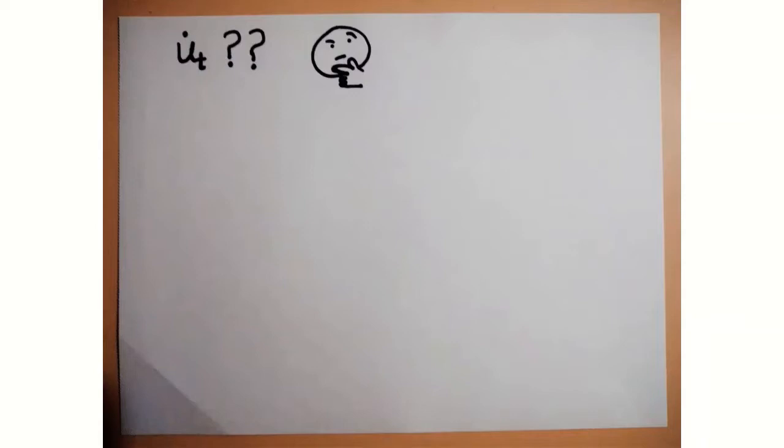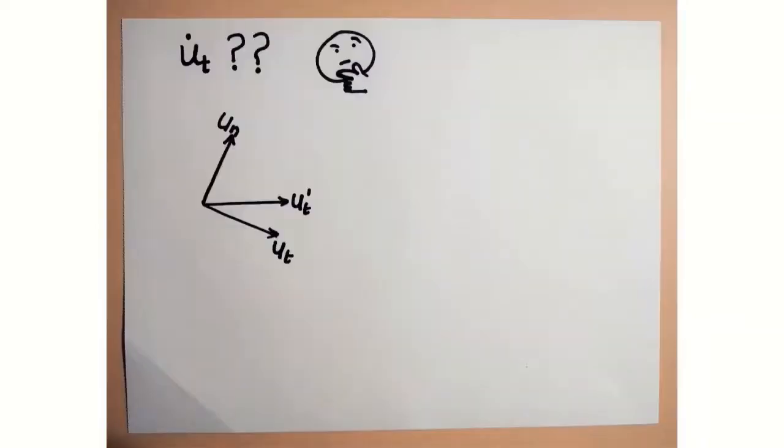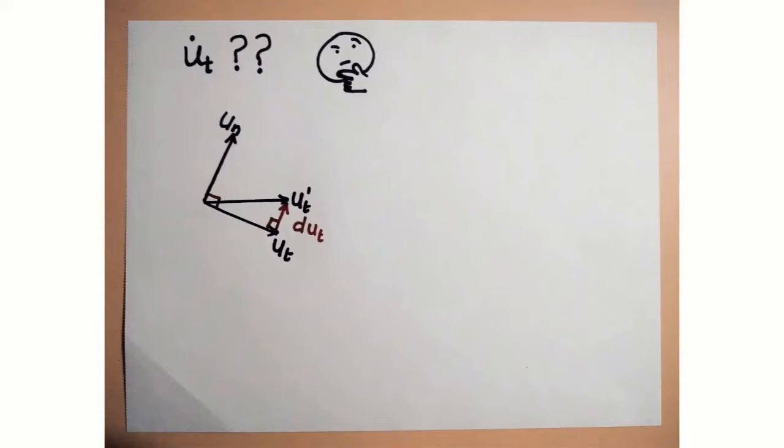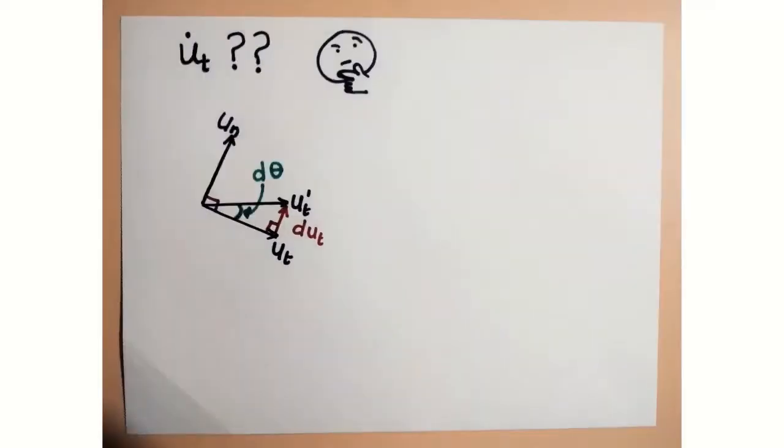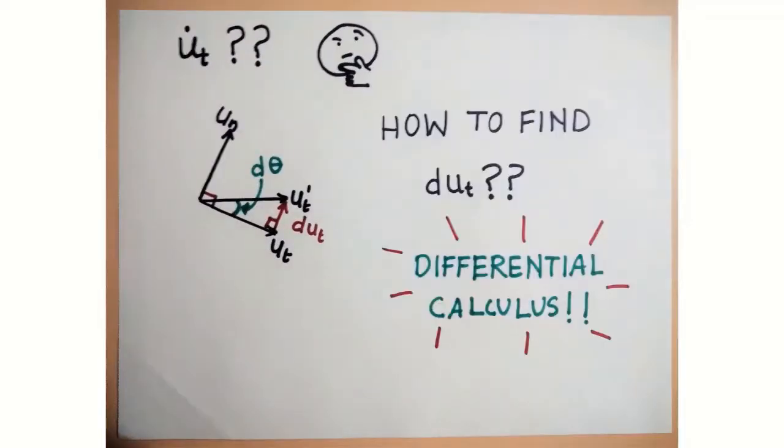So what is ut dot, you ask? Well, look at this geometrical representation where ut represents the unit vector along the tangential axis, un represents the unit vector along the normal axis, and ut dash is the unit vector that represents the changed tangential axis after an instant of time. By vector analysis, we can see that dut vector is the change in ut vector. And how to find this dut vector? The answer is differential calculus.